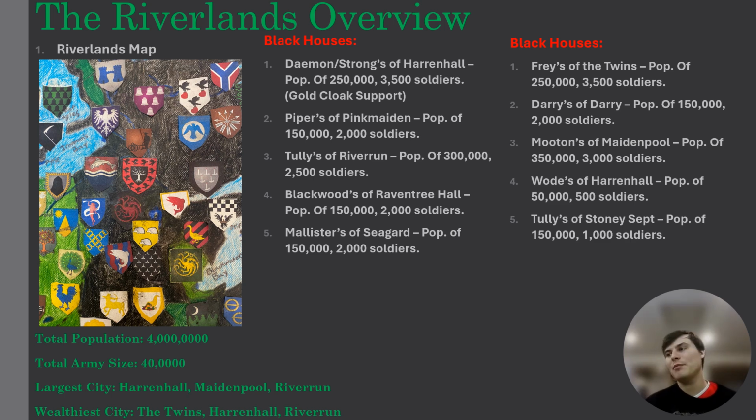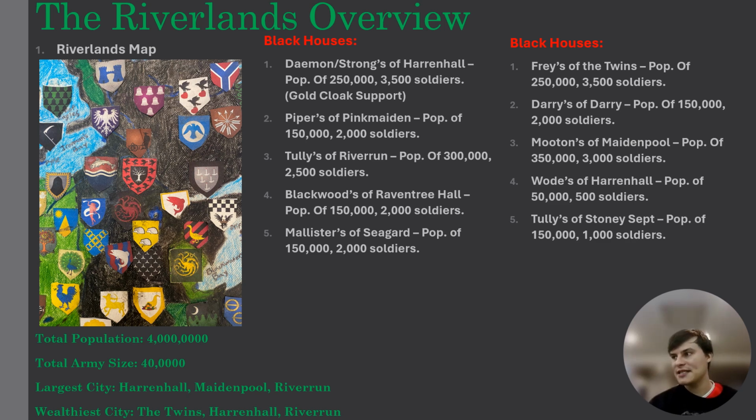It's all black at this point, but it's not all black. It's not going to be like that at the beginning of episode one. There's going to be conflict in the Riverlands, and we kind of see that in the trailers with Daemon, but let's get into the overview. They have a total population of about 4 million, so smaller than the Reach or the Westerlands, but bigger than the Stormlands and the Crownlands.